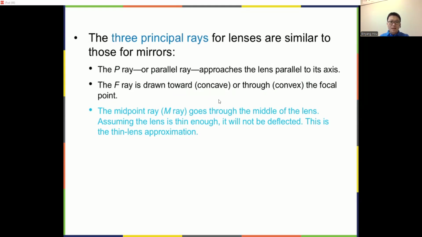Okay. And then there's a middle point ray, which in the mirror's case is the center of curvature ray, the C ray. But in this case, we call it the mid ray, M ray, midpoint ray. It goes through the middle of the lens, and if the lens is thin enough, then it will not be deflected. This is an approximation because for a thin lens, they will probably be deflected slightly, but because the lens is thin, we can ignore that small deflection there.